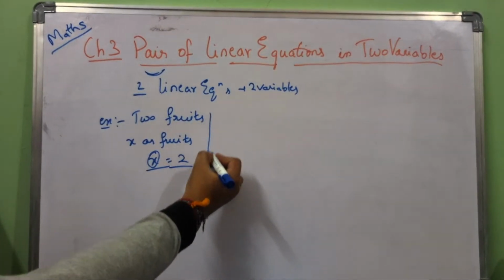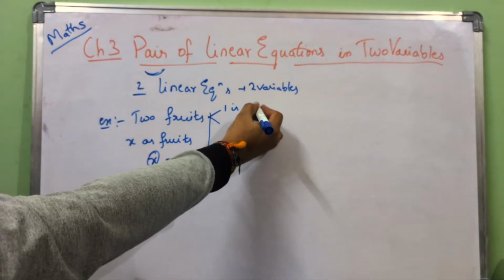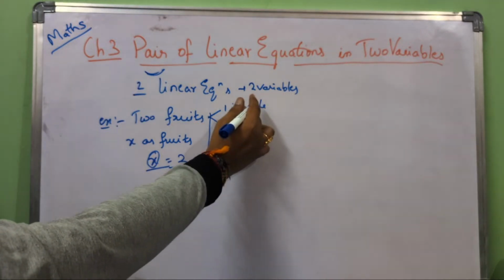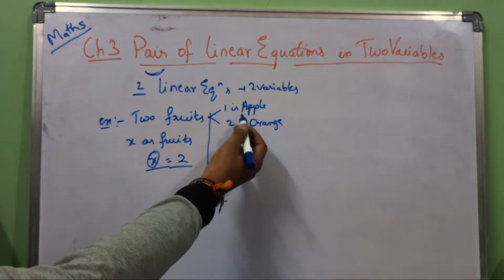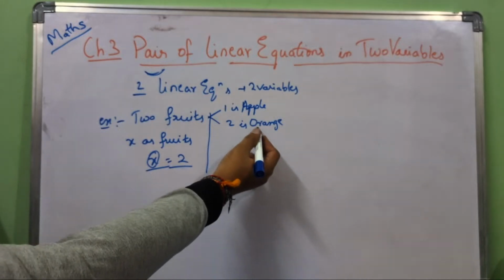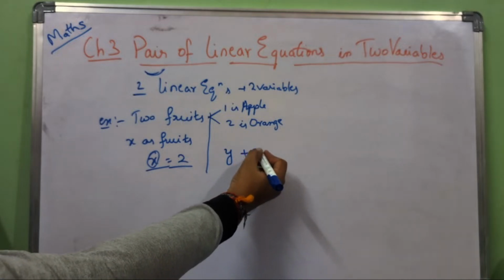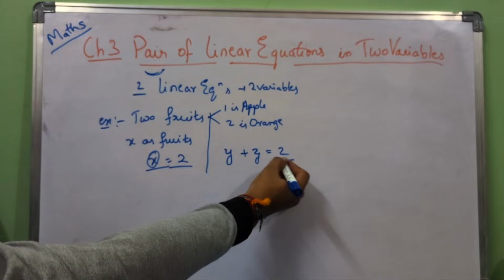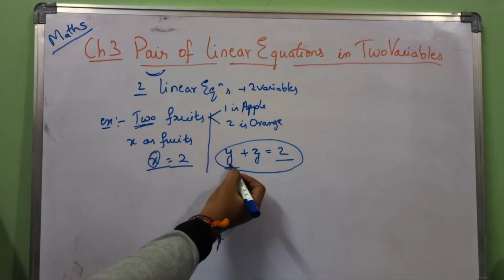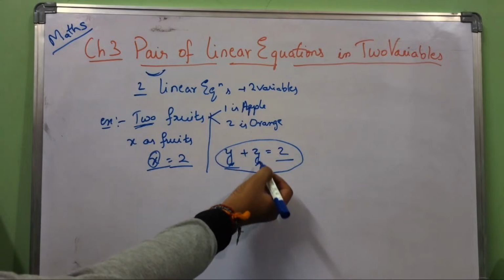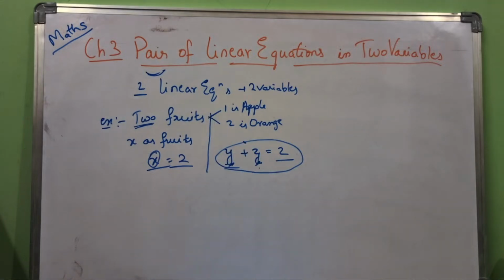In the same way, if I mention two fruits, among which one is apple and the second is orange, now how many variables do I have? Two variables, because apple is one and orange is another. So I will consider y as apple and z as orange. Then y plus z will become 2, because the total is 2 fruits. So this is a two variable equation. And they are saying that the sum is equal to 2. So this is an example of a linear equation in two variables.